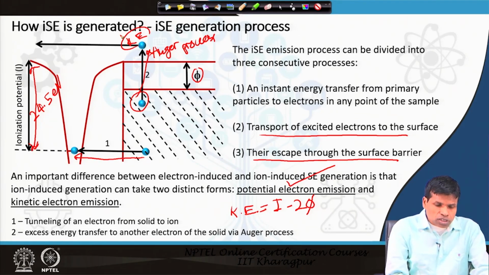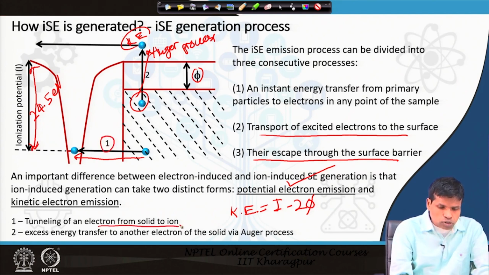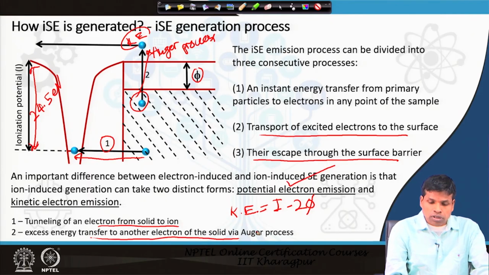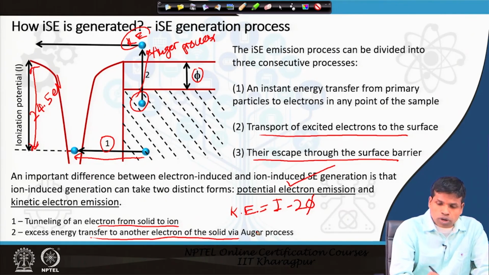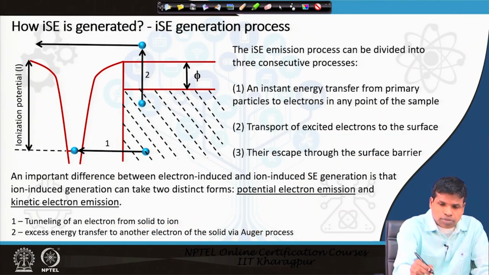The first process is the tunneling of the electron from the solid to the ion, and the second is energy transfer to another electron via the Auger process. This is what is called potential electron emission. Now, the second one is the kinetic electron emission process.